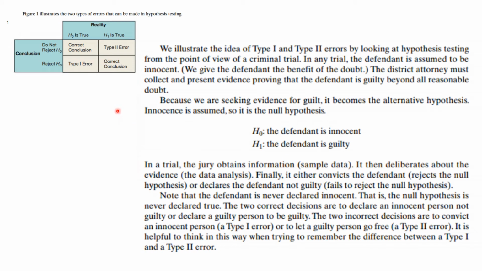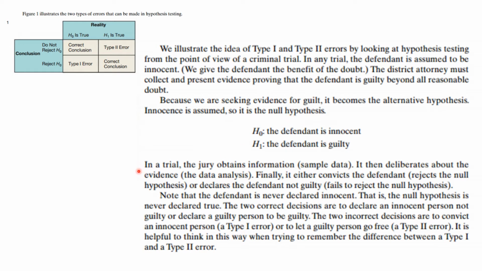We can illustrate this type 1, type 2 errors by looking at hypothesis testing from the view of a criminal trial. In any trial, the defendant is assumed to be innocent. We give the defendant the benefit of the doubt. The district attorney must collect and present evidence proving that they're guilty beyond all reasonable doubt. Because we are seeking evidence for guilt, it becomes the alternative hypothesis. Innocence is assumed, and so it is the null hypothesis.